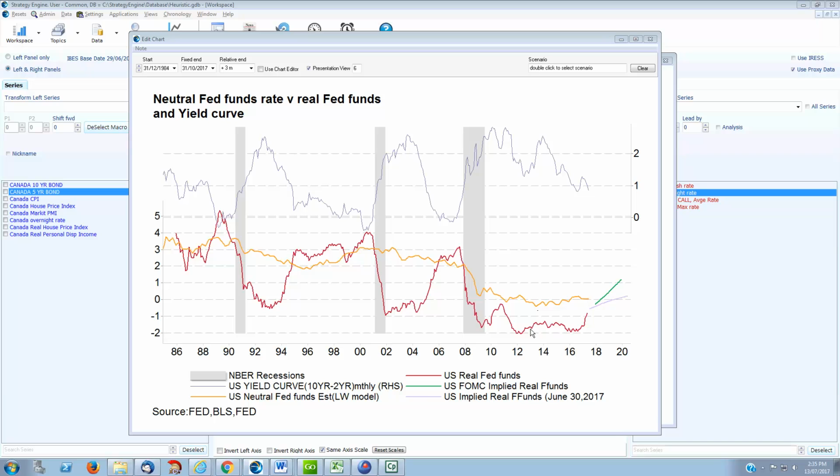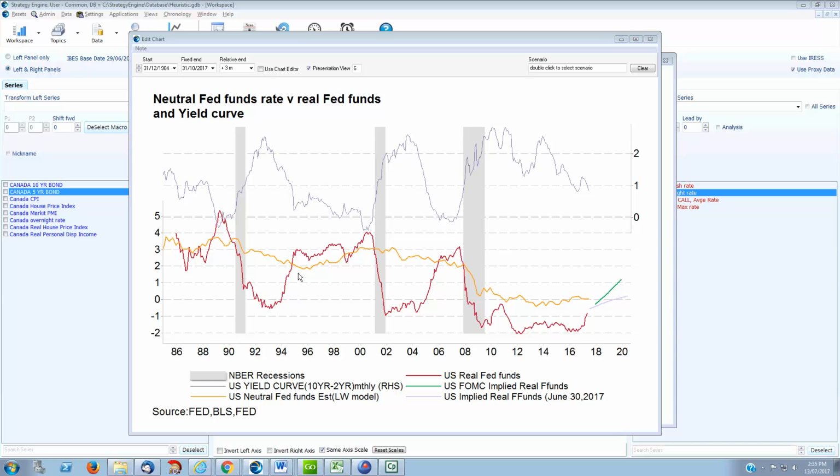The real Fed funds rate, as we've seen over the past few years, has generally been in the vicinity of, say, -2, -1.5, and we've seen a recent uptick in that as inflation has declined and as the Fed has been tightening. So the real Fed funds rate is now sitting somewhere around -0.5, -0.75 in that sort of range.